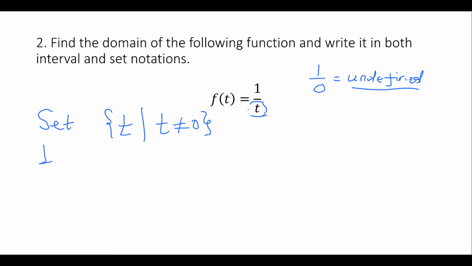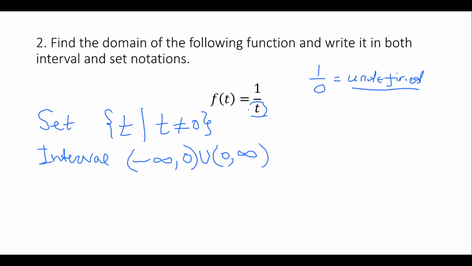And then what about interval notation? In interval notation, how do we write everything except for 0? Well, that means I'm going to take all the numbers smaller than 0 all the way to 0. I am not going to include 0, but then I'm going to take everything from 0 and above. So that gives me all the numbers except for 0, because remember, a parenthesis means I'm not including that particular number.